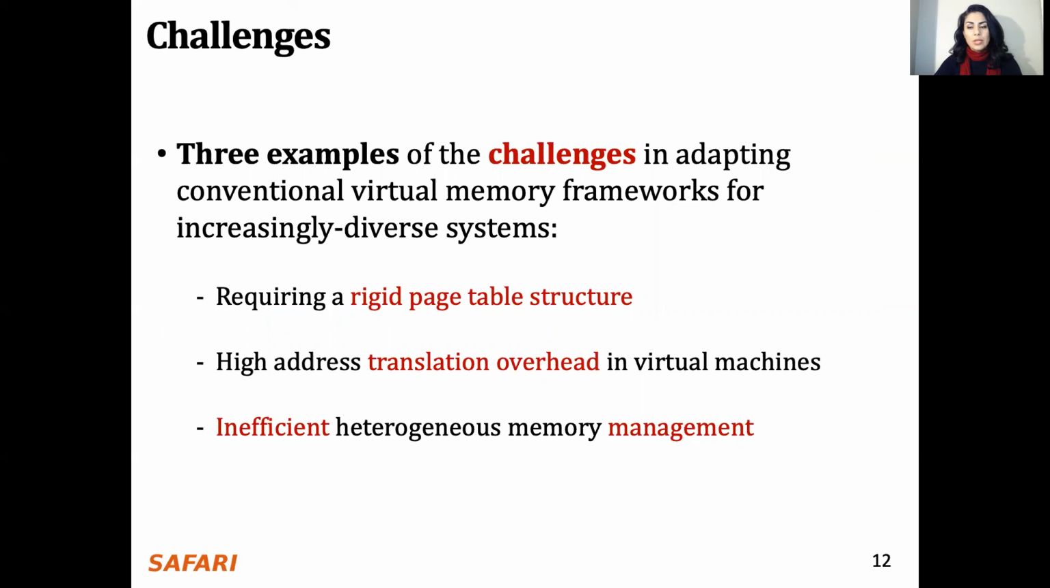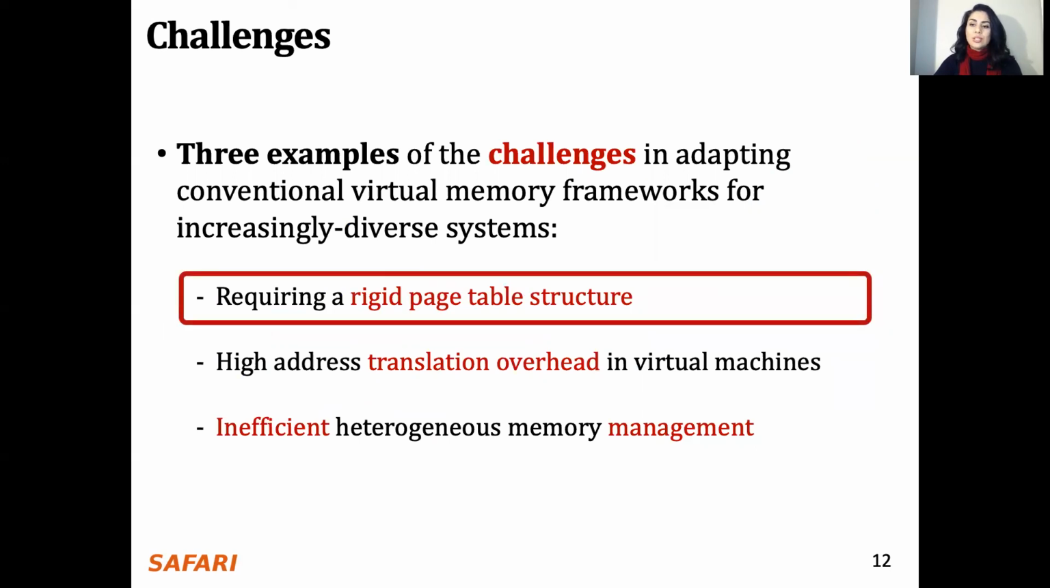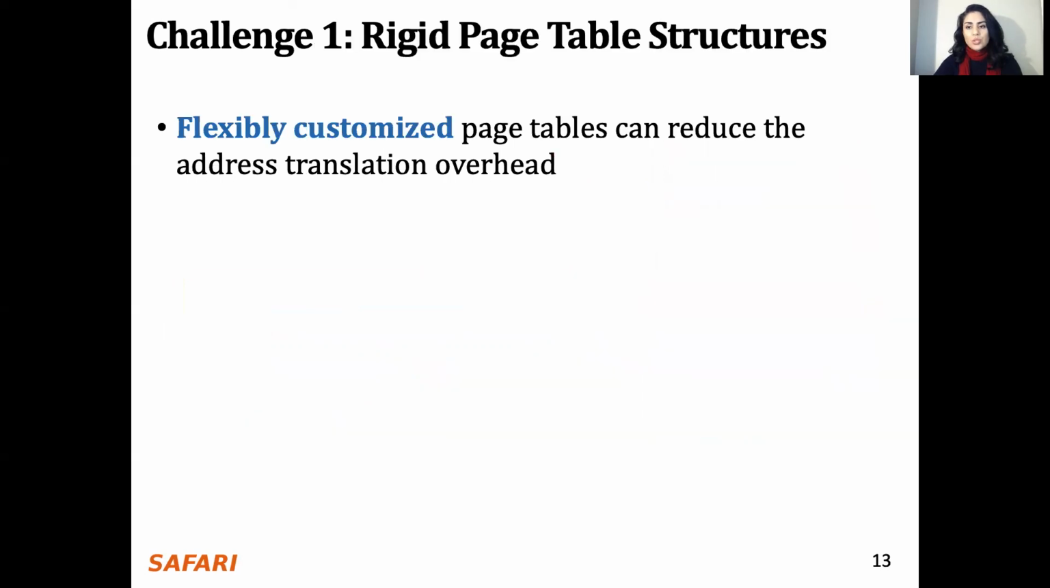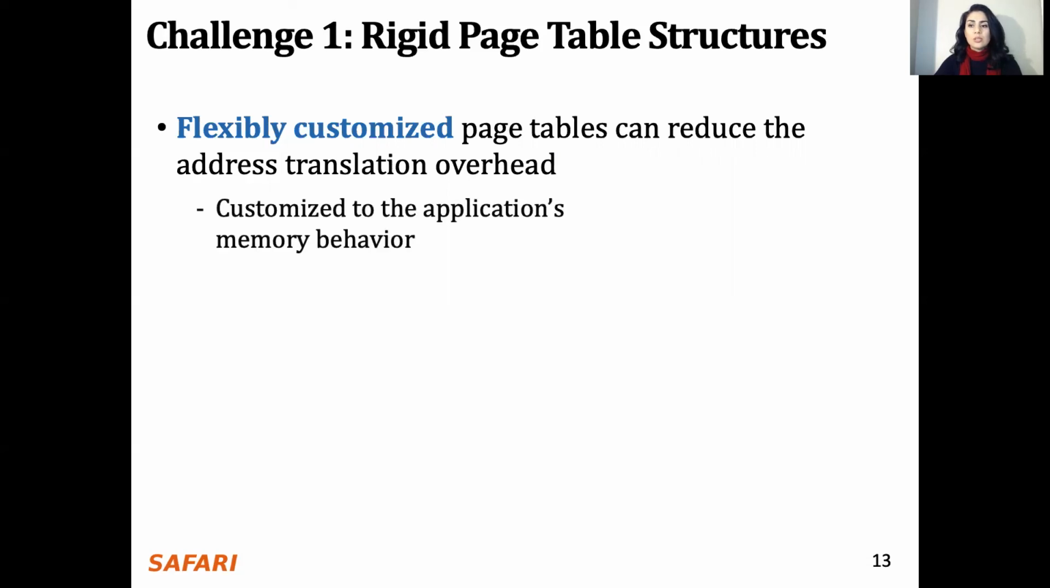Here, I describe three examples of such challenges. The first example is related to the inflexibility of the conventional virtual memory framework when adapting to the memory requirements of modern applications. Prior works show that applications can reduce the address translation overhead using flexible page tables that are customized to the application's actual memory footprint and access pattern. For example, using larger granularities based on the density of the allocated data.